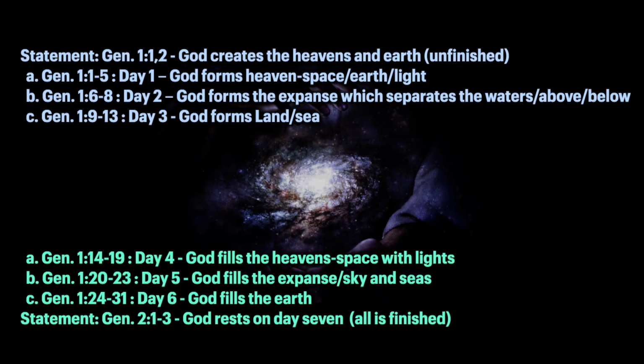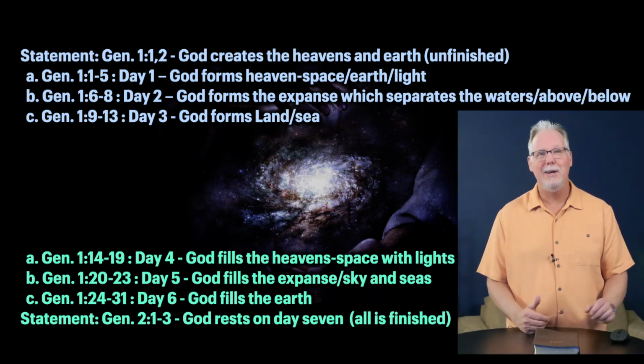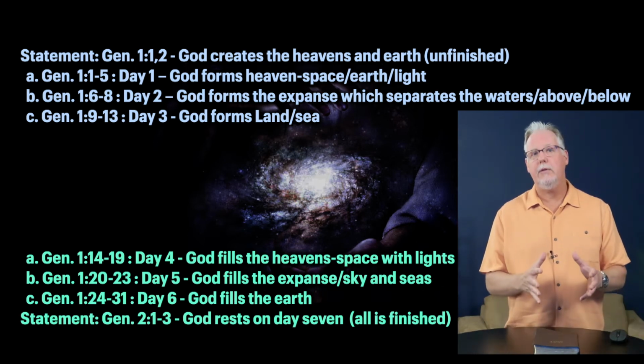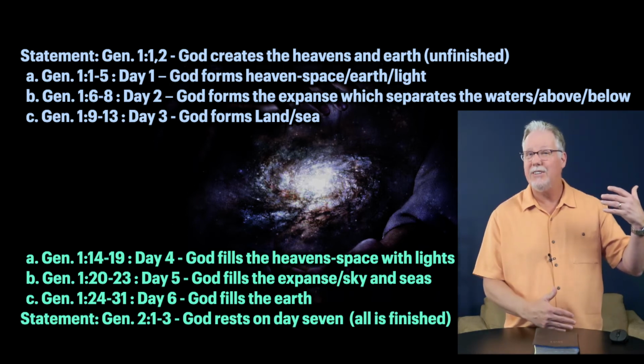Now, this is an outline that I have developed recently as I've been preparing other material. If you look at Genesis chapter 1, verses 1 through 2, we have a statement where God creates the heavens and the earth unfinished. I want you to notice that when this story is over, in Genesis chapter 2, verses 1 through 3, God rests on day 7, and all is finished. This is parallelism. The point being that the creation story begins with being unfinished and ends with being finished. And that's intentional by the writer.